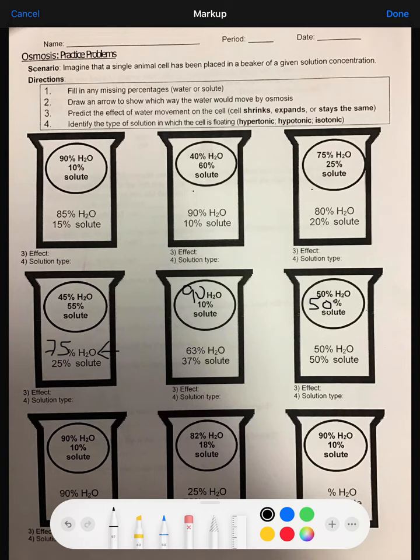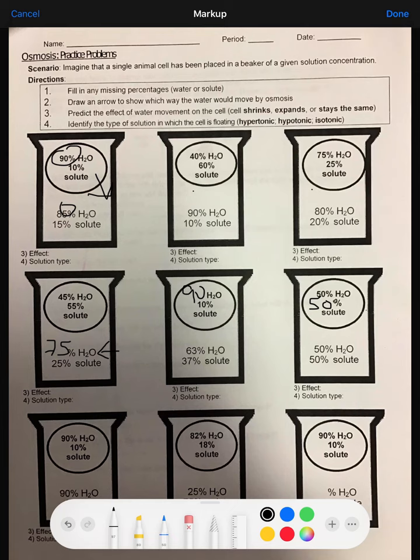So number 2 says draw an arrow to show which way the water would move by osmosis. Water moves from where there is more of it to where there is less of it. It's just like you're in a crowded room and everyone's shoved in the corner. You're going to try to move to a spot where everybody else isn't, so you're going to evenly distribute the water. So if we have 90 here and 85 here, then the water is going to move out, because 90 is more than 85 and it wants to get away from where there's more of it.